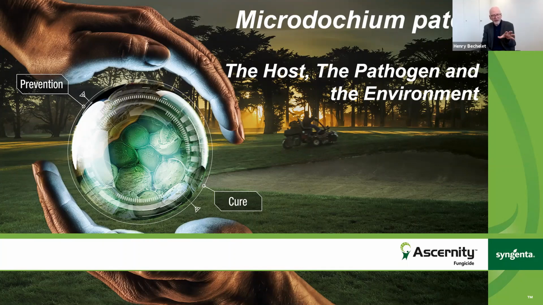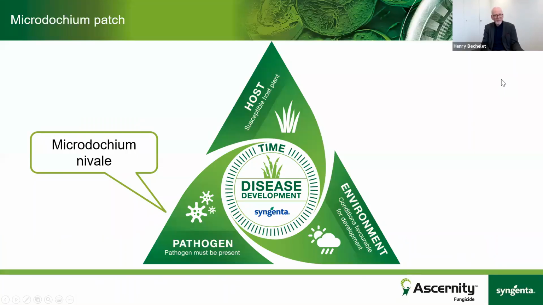So Microdochium patch disease, or fuzz, is caused by the fungal pathogen Microdochium nivalis. It used to be called Fusarium, but the pathogen was reclassified a number of years ago. But despite this name change, Fusarium patch or fuzz still remains in common use. I will be calling it Microdochium patch, however, from now on. Yeah, and I'll do my best to refer to it as Microdochium patch too, although old habits do die hard, Henry.